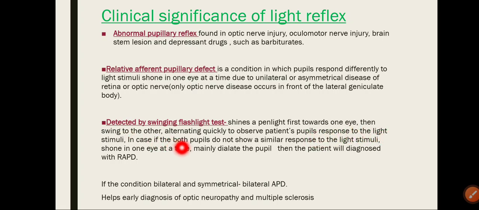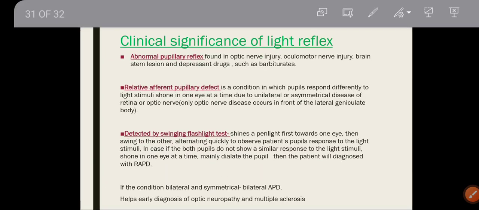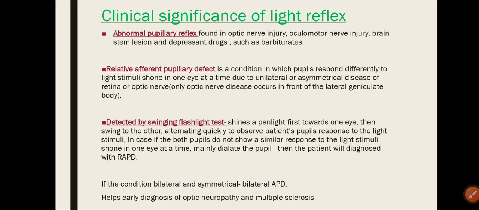If both pupils do not show a similar response to light stimuli shone in one eye at a time, and mainly dilate, then the patient is diagnosed with RAPD. If the condition is bilateral and symmetrical, it is bilateral APD. RAPD helps early diagnosis of optic neuropathy and multiple sclerosis.